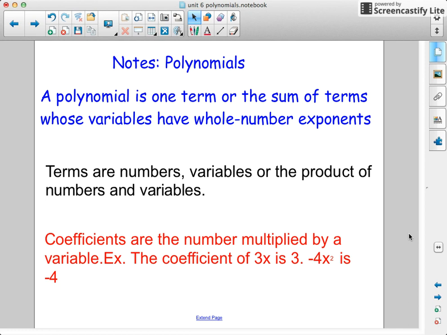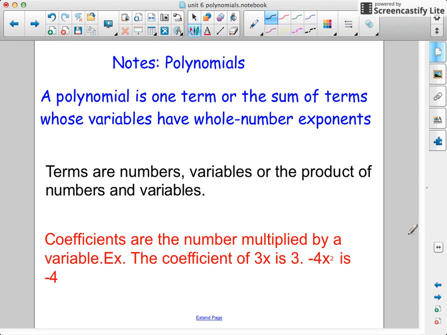So the next unit is called polynomials. Now this is going to sound a little confusing to start with, but you'll get it. It's mostly all the language that we use, so if you can understand the terms, then you will be able to understand polynomials. A polynomial is one term or the sum of terms whose variables have whole number exponents.